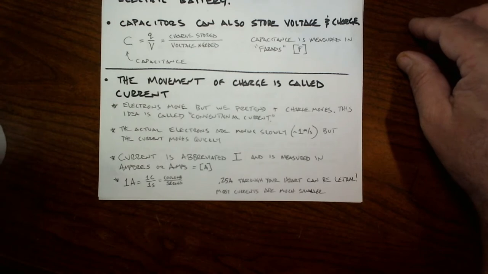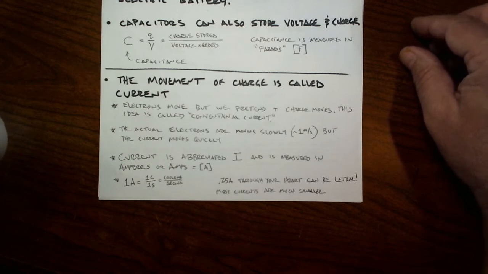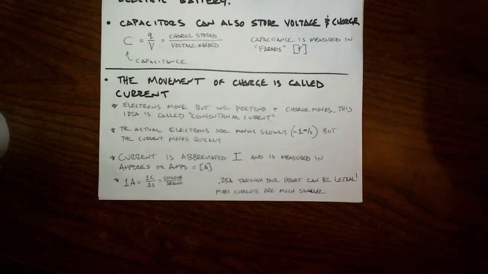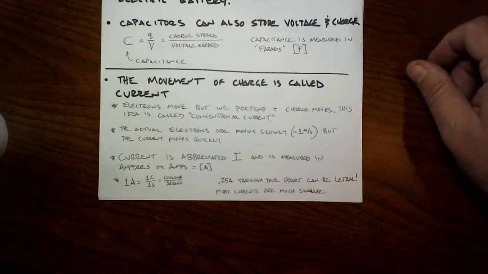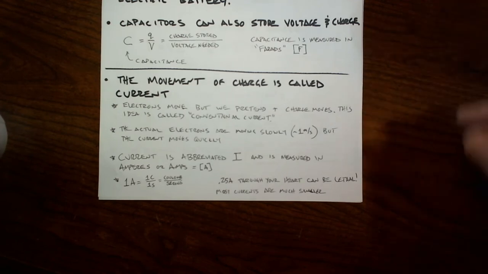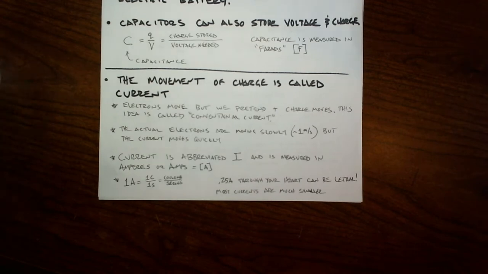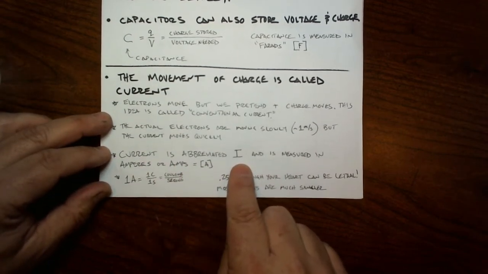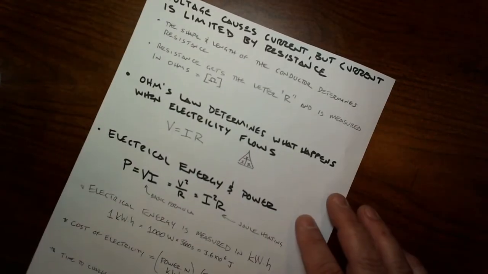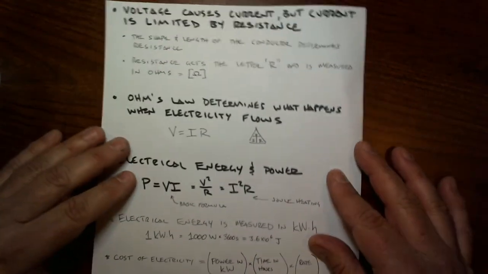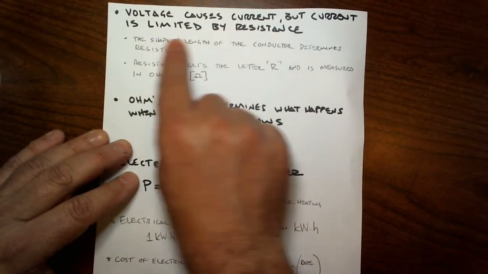But the individual electrons are not moving that fast. You can imagine a crowded hall of people, and then if somebody shoves somebody, they bump into the person in front of them, and that disturbance moves through the people probably faster than the people are actually moving. And of course, this is the thing I forgot to say in class: current is abbreviated with the letter I and measured in amps. So voltage causes current, but current is limited by resistance.